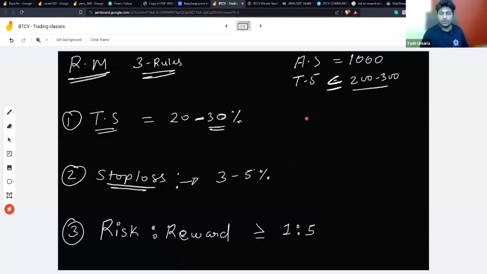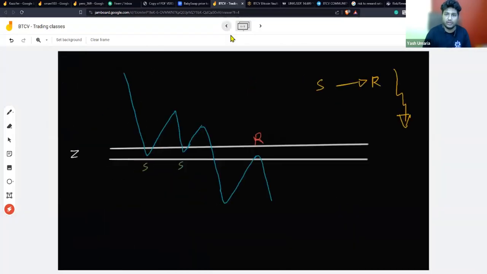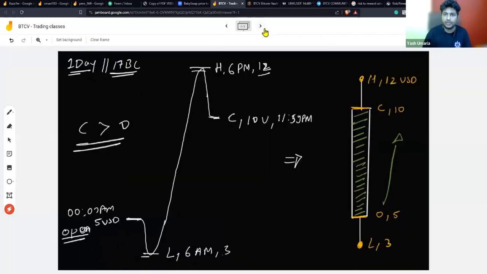And of course, I think I have not shared this Jamboard in the group chat, in the Telegram group. Don't worry, today I will share it in the Telegram group. So you can also see everything I have drawn here. You can revise it in your free time.